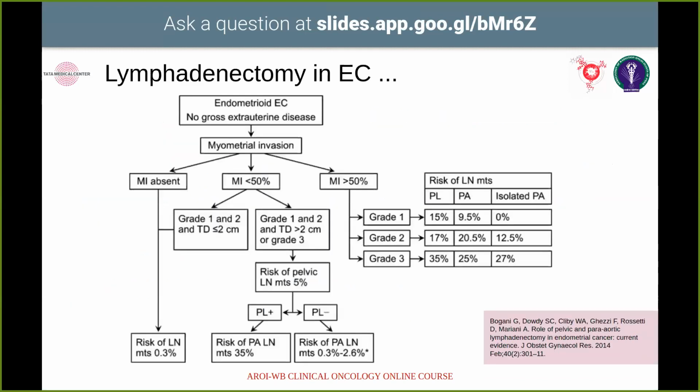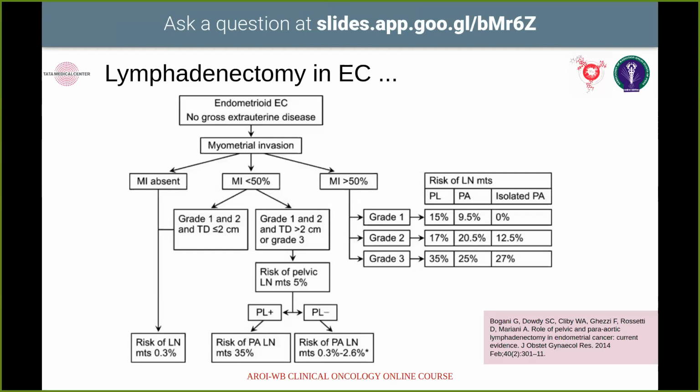This is a very useful and helpful chart, which tells us what is the risk of lymph node involvement in different types of disease of the endometrium. This is from the Mayo Clinic, and you can take a look at this publication. What is important for you to understand is that the risk of lymph node metastasis to the pelvis is actually high when you have myometrial invasion more than 50%. And this is where the use of an MRI comes in really handy.